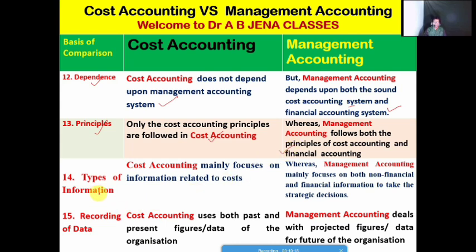So next one, basis of comparison is types of information. Cost accounting mainly focuses on information related to cost, whereas management accounting mainly focuses on both non-financial and financial information to take the strategic decisions.